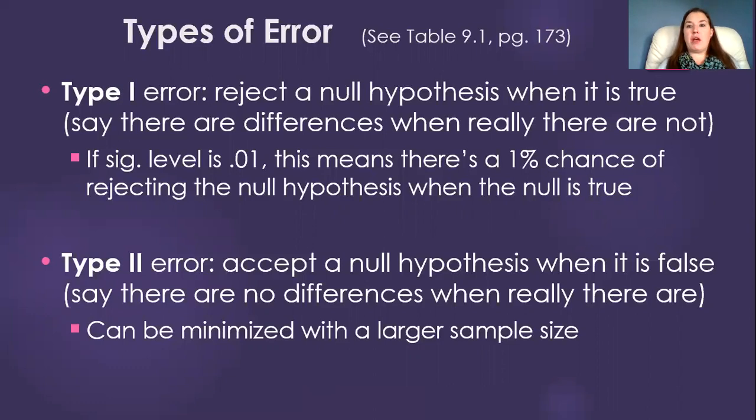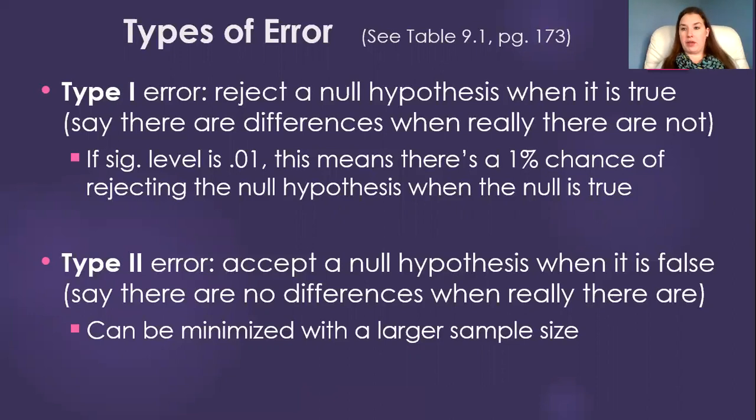And so there are 2 types of error that help us describe the 2 ways that we can get it wrong. What's called type 1 error is when we reject a null hypothesis when it's actually true. We reject a null when we should fail to reject it. In other words, we're saying there are differences between groups, between means, when really in the population there are no differences between means. If the significance level is 0.01, for example, this means there's a 1% chance of rejecting the null hypothesis when it's actually true.